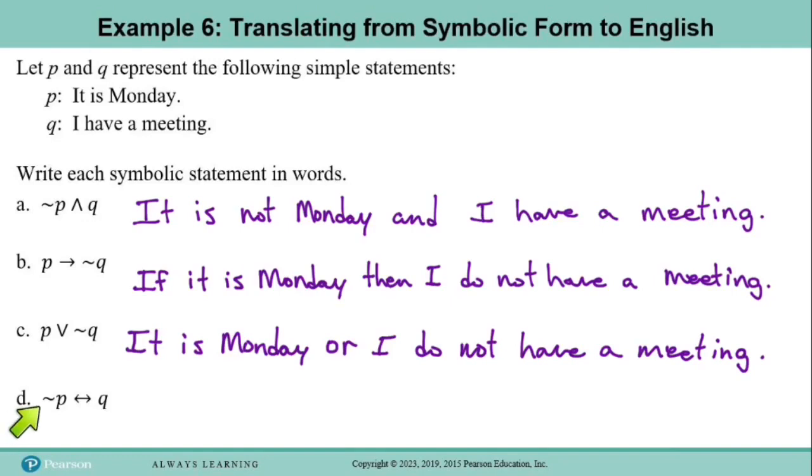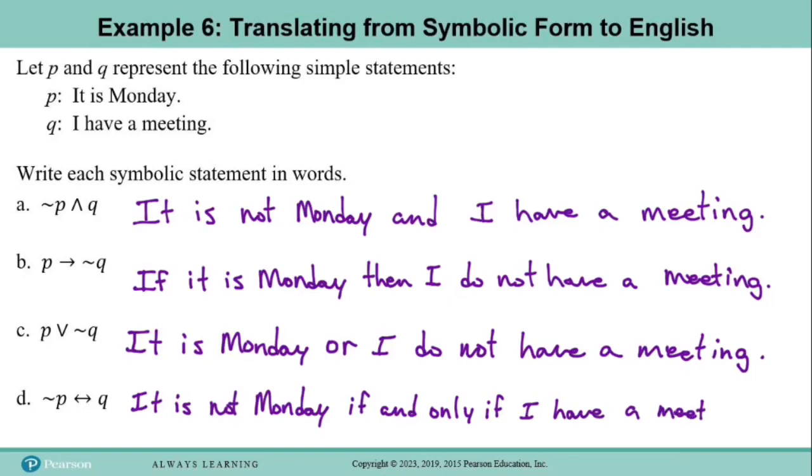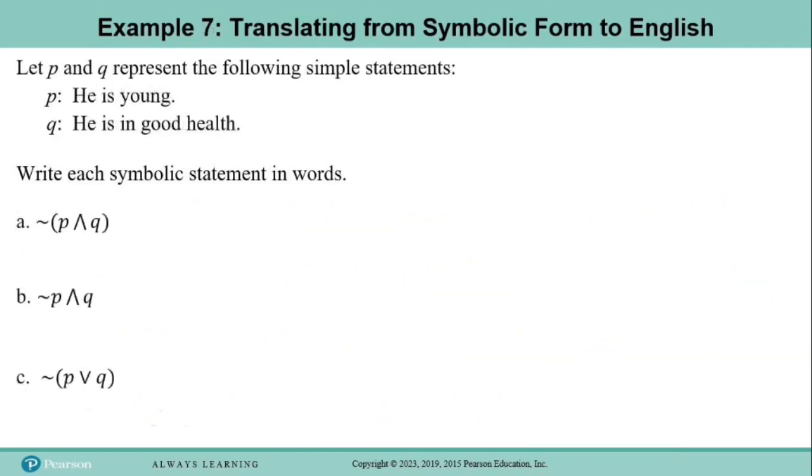And then for part D we have a biconditional statement. So "not P if and only if Q." So not P will be "it is not Monday if and only if I have a meeting." And then we'll continue the same kind of thing in example 7, only here we have some parentheses sneaking in. So this one says, let P and Q represent the following simple statements. Statement P, he is young.